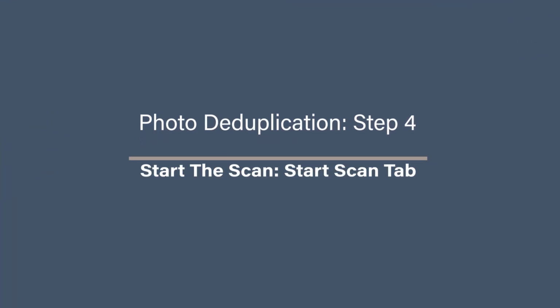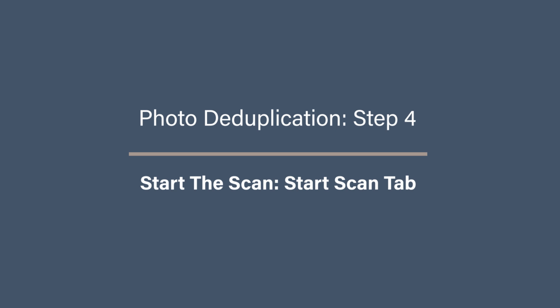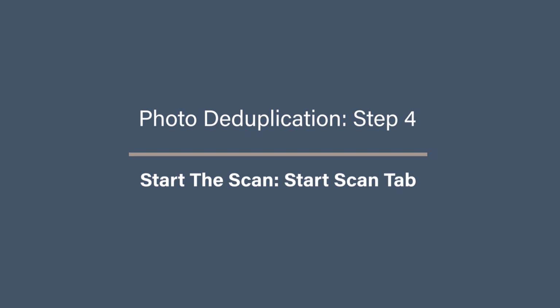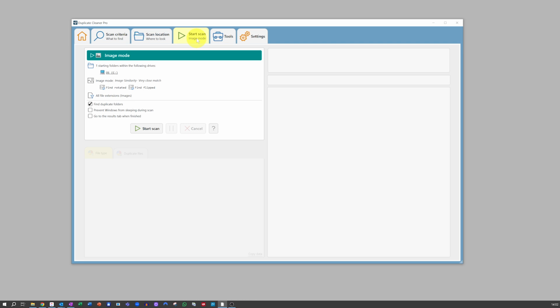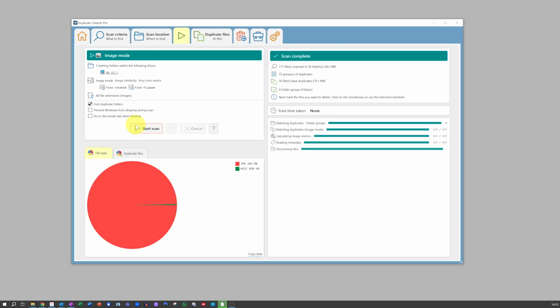Photo deduplication. Step 4. Start the scan. Start Scan tab. In this tab, it's pretty simple, just click Start Scan. You can see progress and the makeup of the selections that you have scanned.